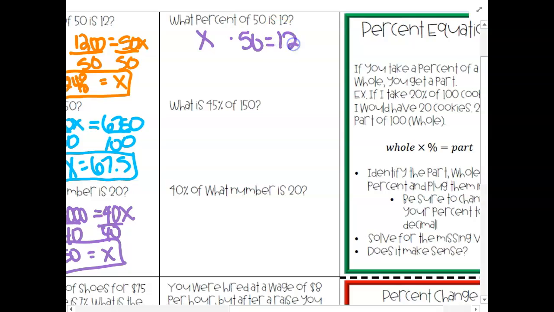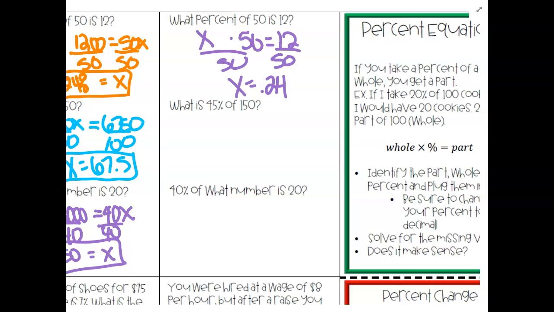what percent of 50 is, what does the word is mean? Equals 12. Hey look, I've got an equation that says x times 50 equals 12. If I want to solve for x, I need to get rid of the times 50. How would you get rid of the times 50? Divide by 50. So we would end up with, now here's the thing, that's going to give you 0.24.